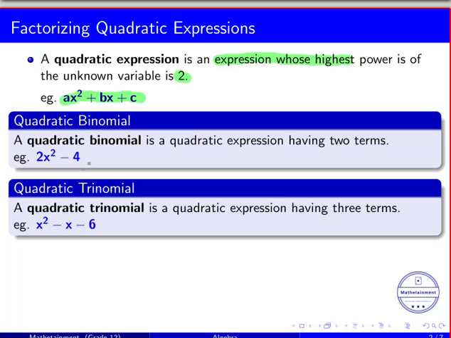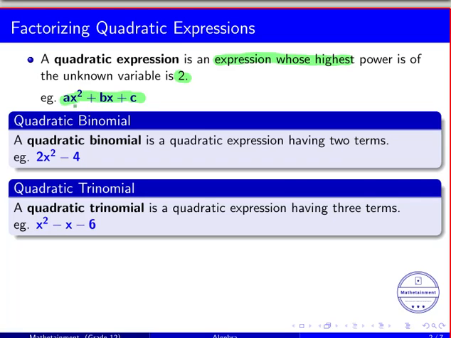Well, now let me define what we call a quadratic binomial. From a quadratic expression, some of them do have special names. They are those with 2 terms. We call those ones a quadratic binomial. There's nothing special about it. It's only that the value of b is 0.